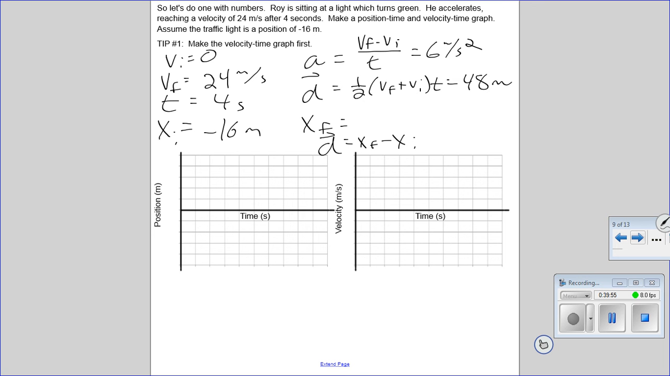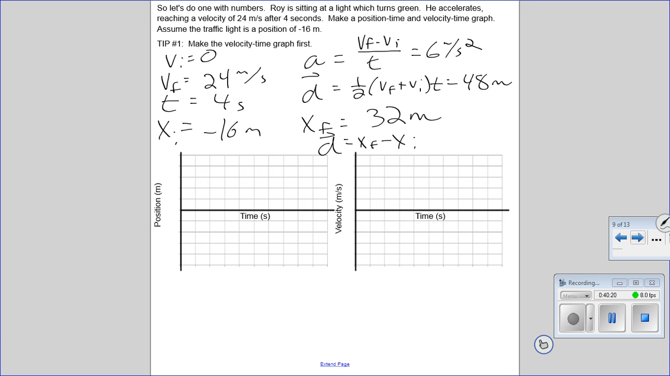Or, if you understand what the numbers mean, you can just think about it. Check it out. I'm going to start at a position of -16, and then I'm going to go forward 48. -16 plus 48 ends up giving you 32 meters. So you can either use the equation in algebra, or just understand what displacement and position are to each other. Cool?